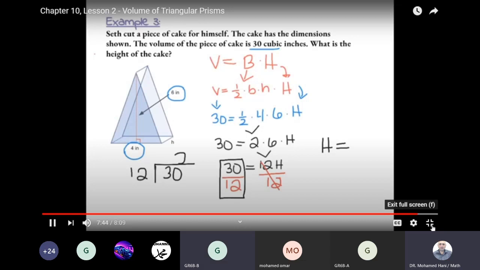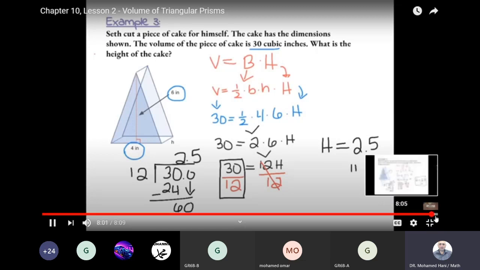12 goes into 30 2 times, which equals 24. We have 6, add a decimal and a 0. 12 goes into 60 5 times, so H equals 2.5, or 2.5 inches.